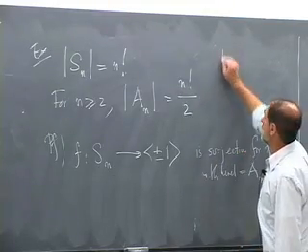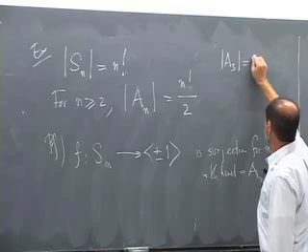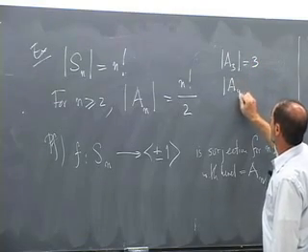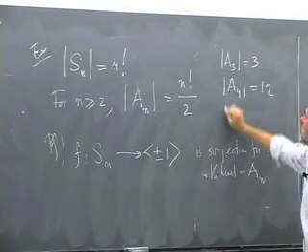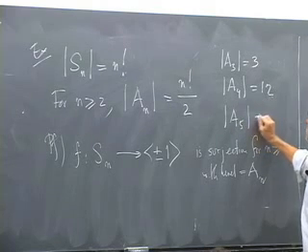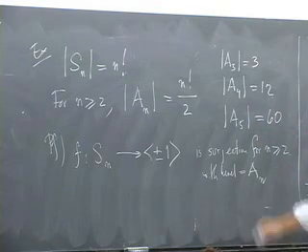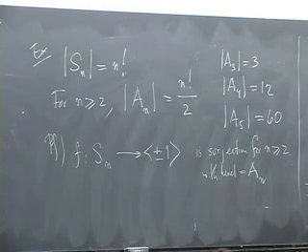Okay, so the order of A3 is 3. The order of A4 is 12. The order of A5 is 60, etc. We're going to study those groups a little bit more later.